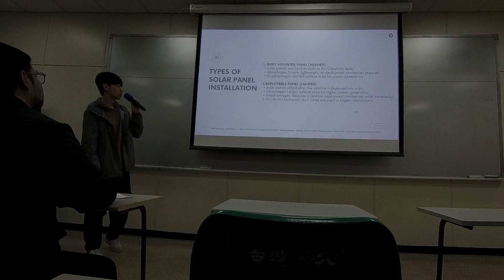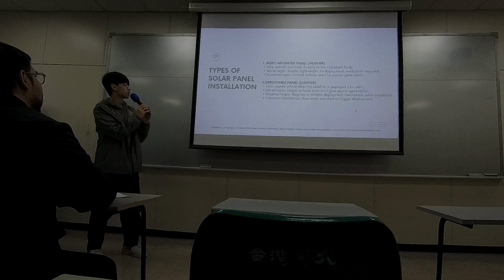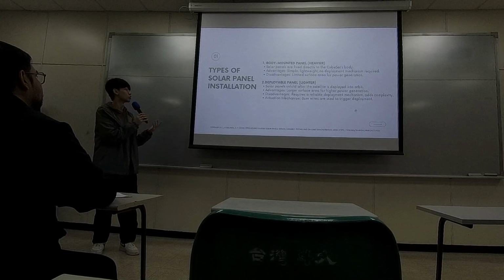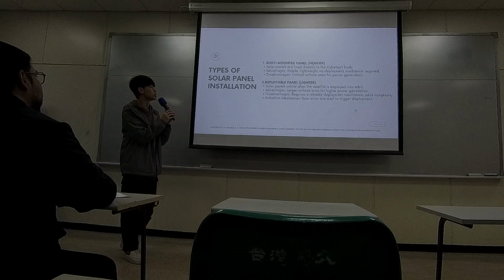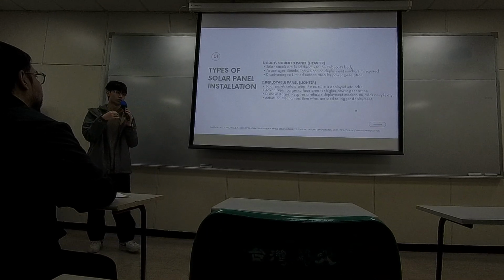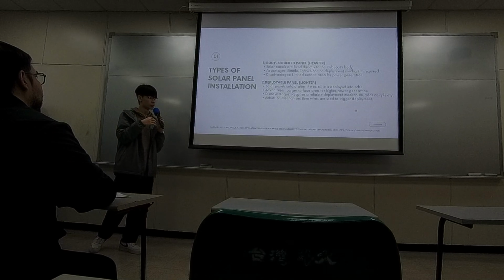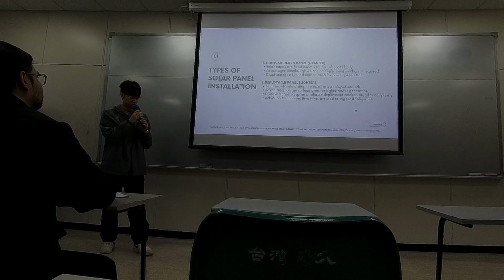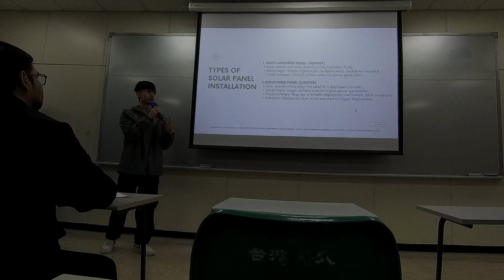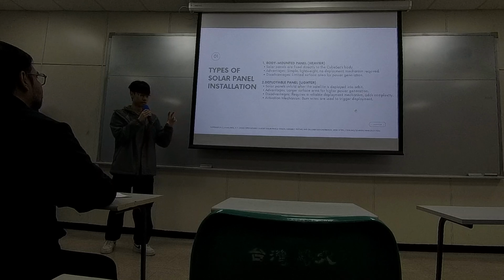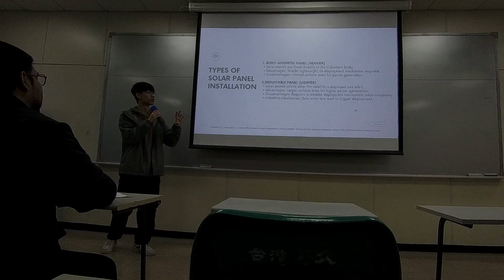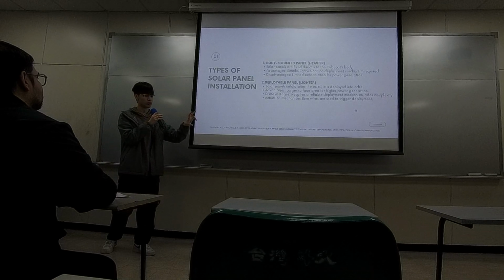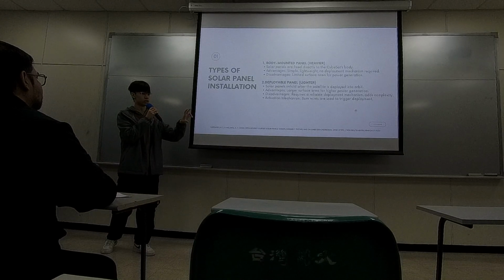And the first topic is about two types of how to install the solar panel. The first is the body mounted panel. It strictly sticks the solar panel on the body. The disadvantage is that it has limited surface, because the size of the CubeSat is limited, so the maximum size is to fit the size of the CubeSat.